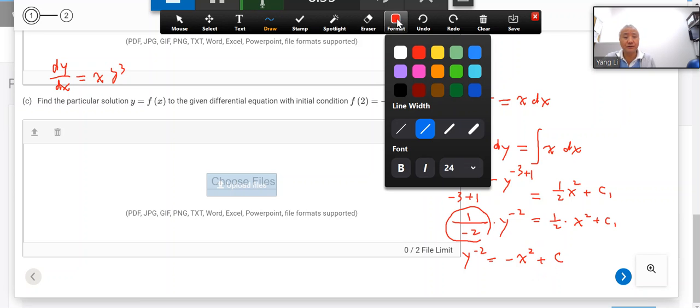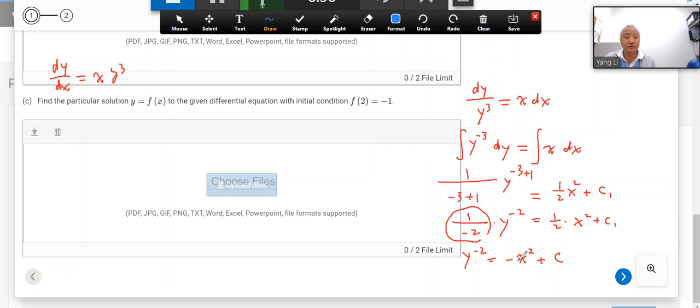So they told you what? x equals 2. You plug in x equals 2, and y equals negative 1, okay? So you will have negative 1 to the negative 2 power equals negative 2 squared plus c. So this one just equals 1. This one is negative 4 plus c, so you can find c equals 5, right? So after we find c equals 5, we continue with this equation.